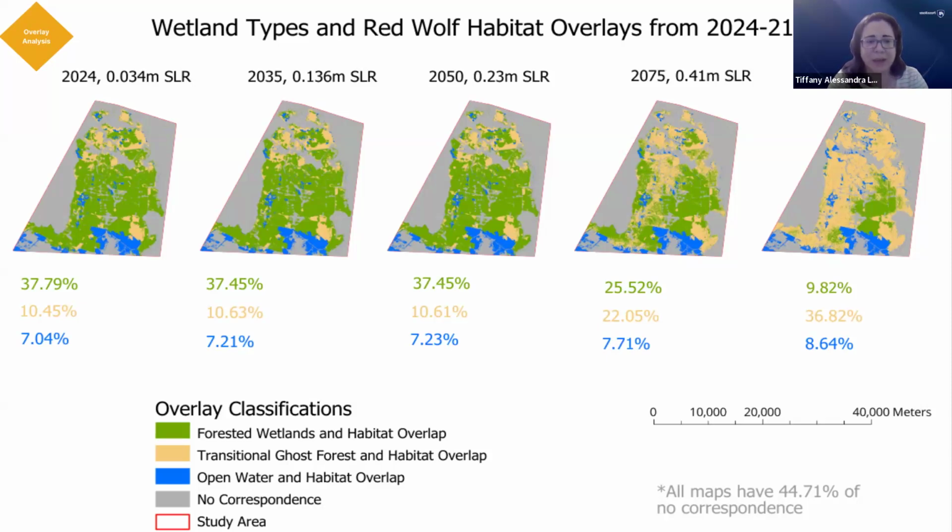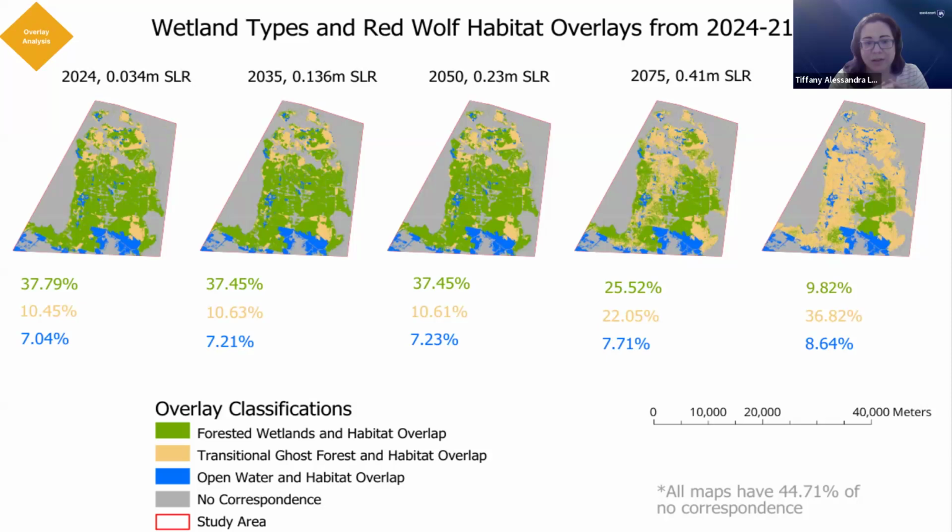And then below each of the maps, in the corresponding colors that match the legend as well as the table in the previous slide, are the percentages of each of those overlap types. So if you look at starting from the left in 2024 and moving right, there isn't much of a pronounced change in forested wetlands overlap. It only declines a small bit by 2035, and there's actually no change from 2035 to 2050.